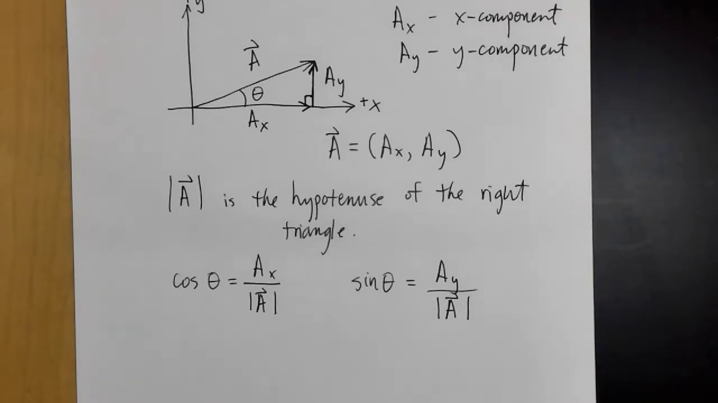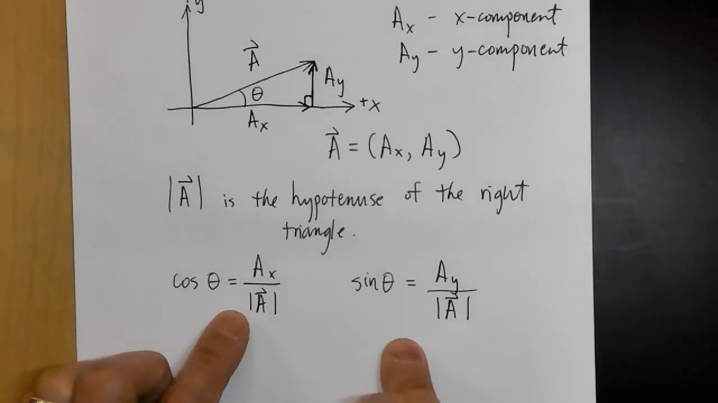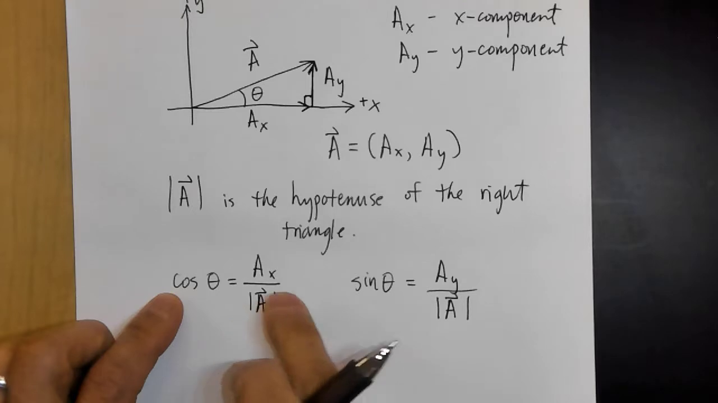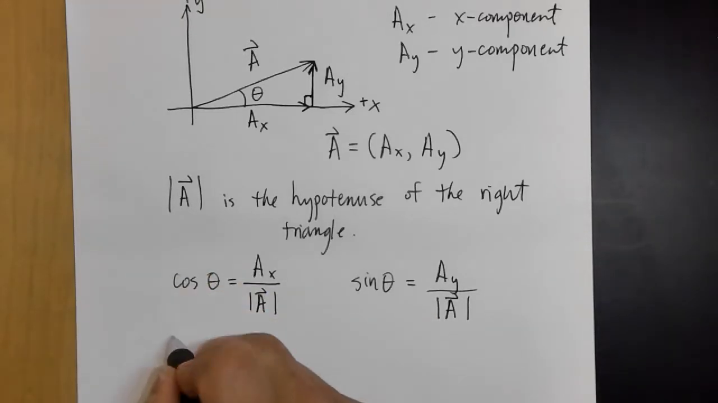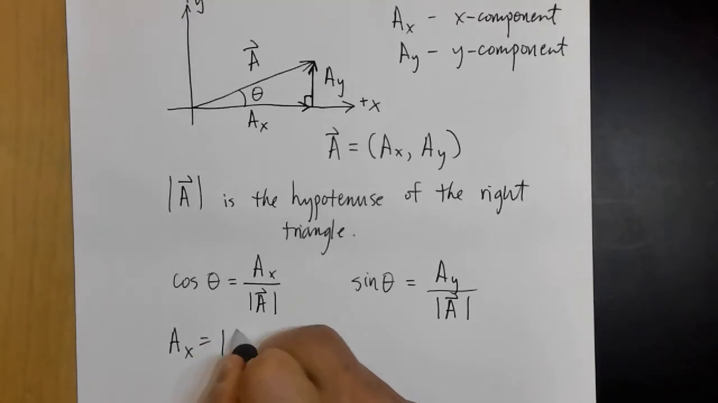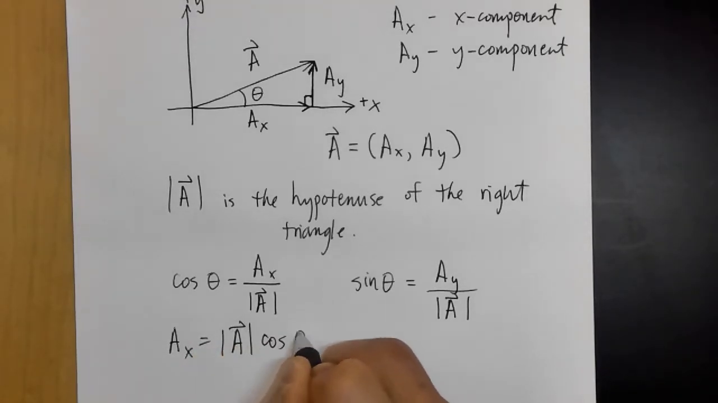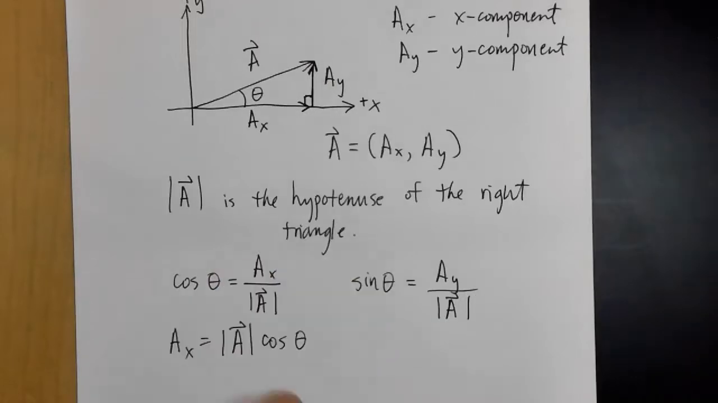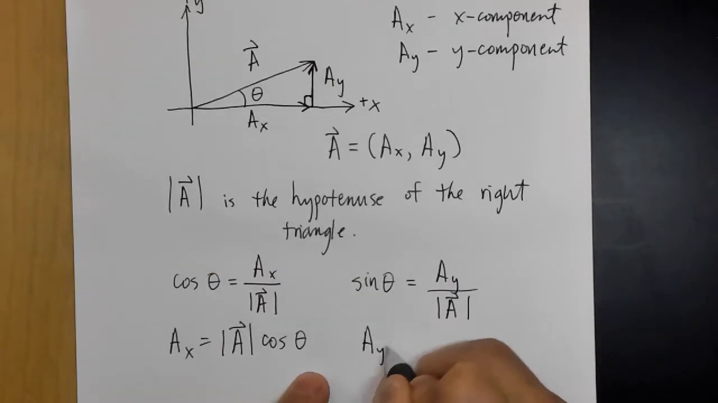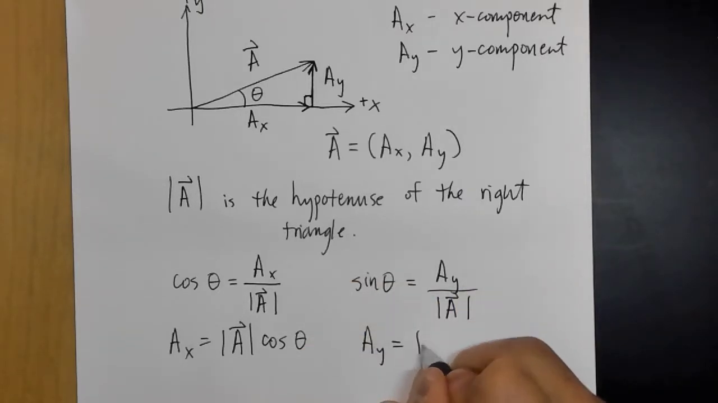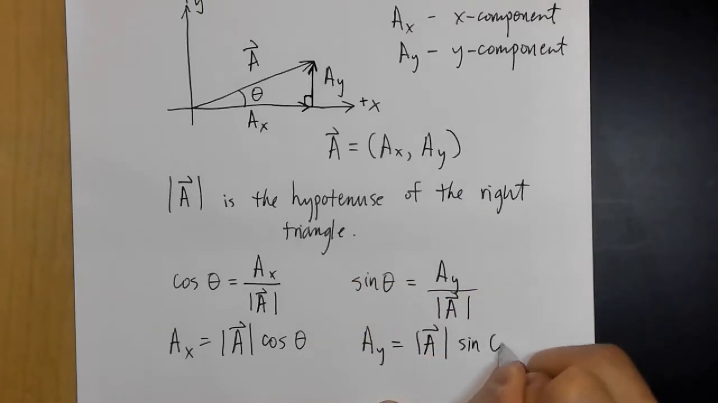Okay. Now we're going to do this many times, so you probably will just skip this step and then just cross multiply. So I'm going to either cross multiply or multiply both sides by magnitude of A. Then I will have AX is equal to the magnitude of A times the cosine of theta. Everybody follow me on that? Okay. Just multiply these guys, and I have AX is equal to A magnitude times cosine of theta. And then I have AY is equal to A magnitude times the sine of theta.